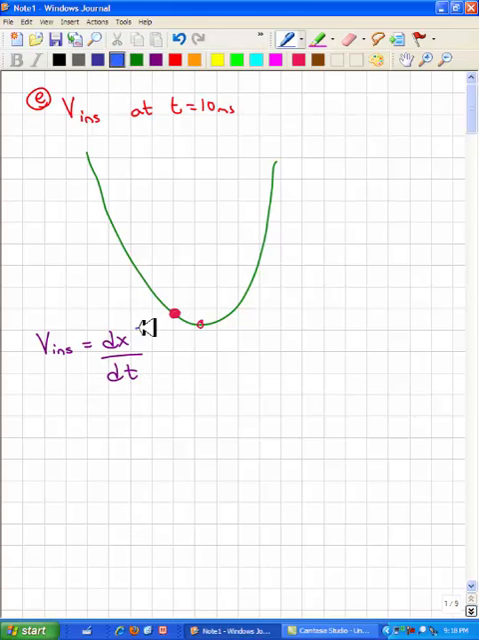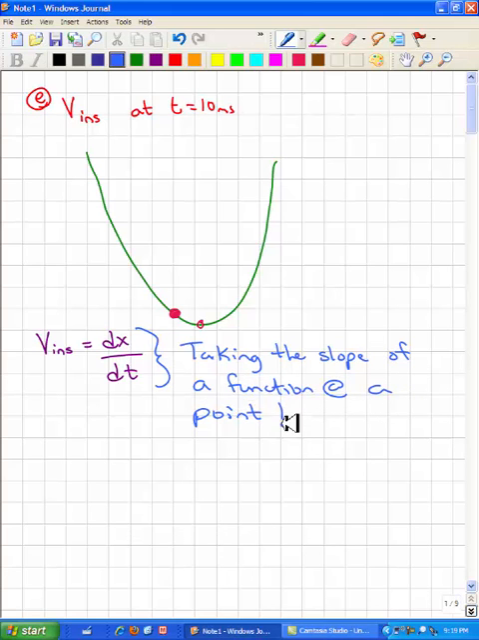This again, remember, ladies, I told you, do not lose sight of the big picture. What are you doing when you take a derivative? You are taking the slope of a function at a point. That's it. It's that simple. Don't make it any more complicated. In other words, take the slope of that line right there. Find slope.